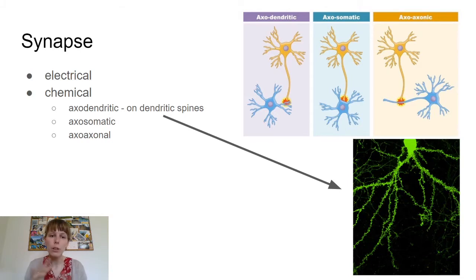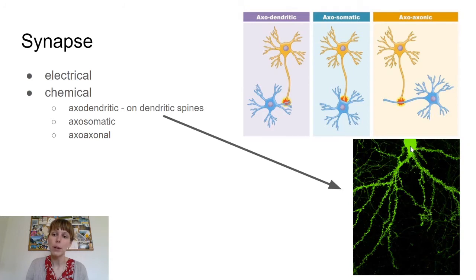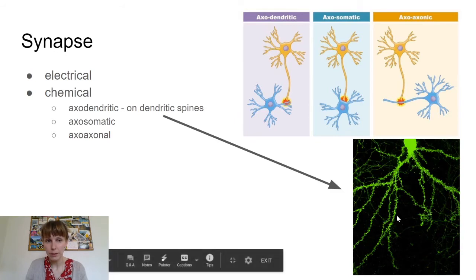That's the most common type of the chemical synapse, and it will be happening on the dendritic spines that you see here again in the green fluorescence. So this is once again the big neuron from cerebellum, the Purkinje cell, and it will be receiving thousands of synaptic information from other cells on its dendrites, on the dendritic spines.